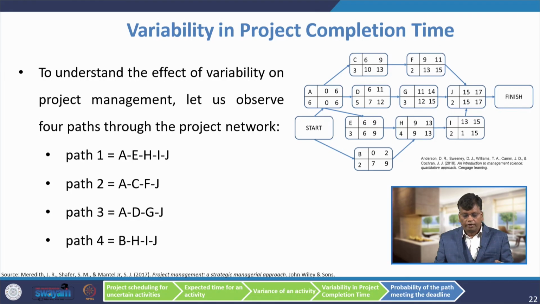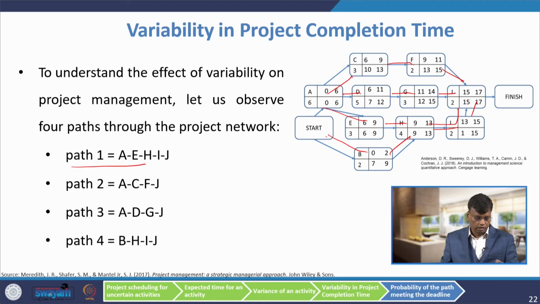There is another way to find the critical path. To understand the effect of variability on project management, let us observe 4 paths throughout the project. Instead of forward pass and backward pass, you can see all possibilities. A, E, H, I, J is path 1. Then A, C, F, J is another path. Path 3 is A, D, G, J. Path 4 is B, H, I, J. So, we can find out which has the longest duration.